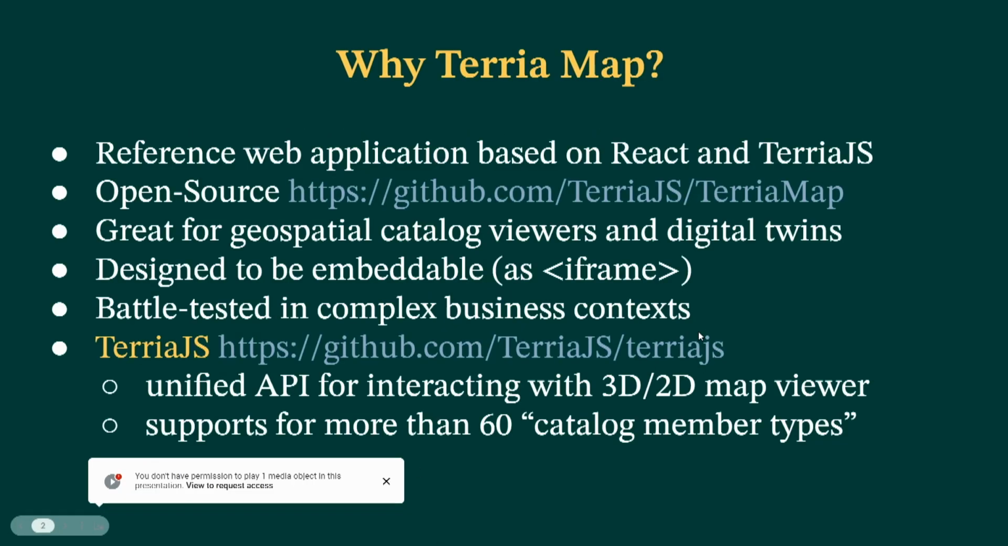So let's go. TerriaMap is a reference web application based on React and Terria. TerriaJS, among other things, provides a unified API to interact with three-dimensional and two-dimensional map viewers and all other features out of the box. So it makes a very solid foundation for building geospatial catalog viewers and digital twins. It's open source. You can find it on these links.